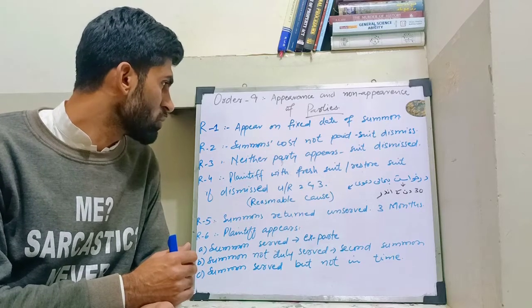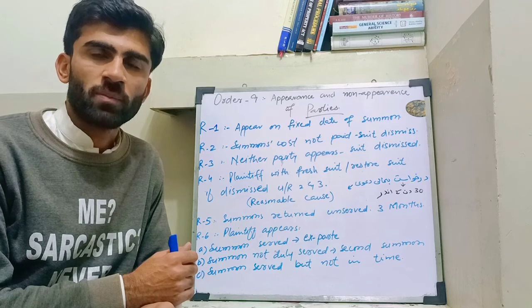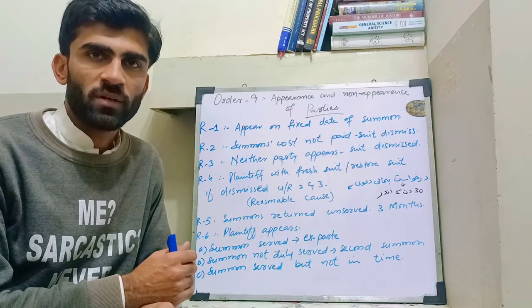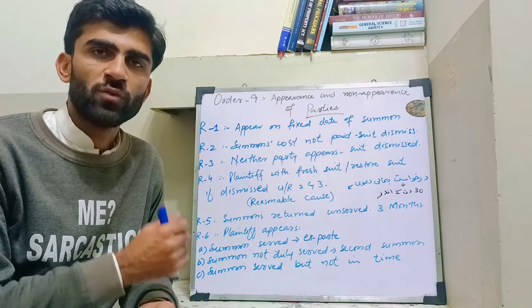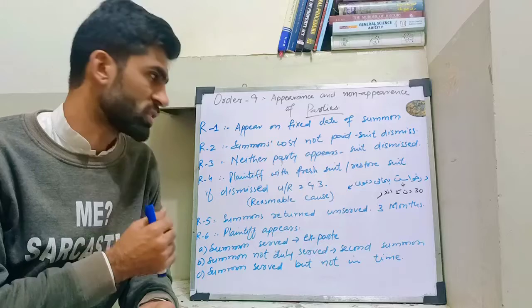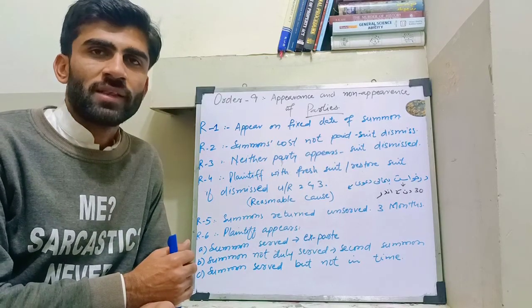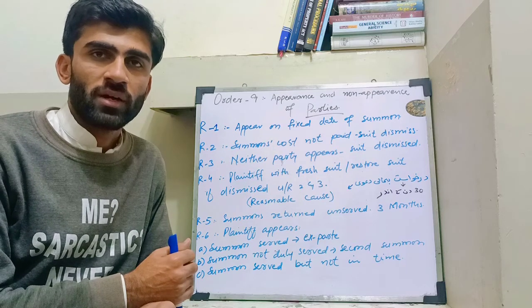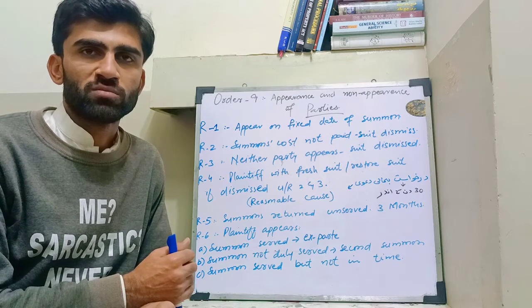What is rule 2? Rule 2 says if the summons cost is not paid by the plaintiff, the suit will be dismissed, because it is a court fee. If you don't pay the court fee, your suit will be dismissed. After that, Rule 3 discusses that if neither party appears in the court, neither the plaintiff nor the defendant, then the suit will also be dismissed.